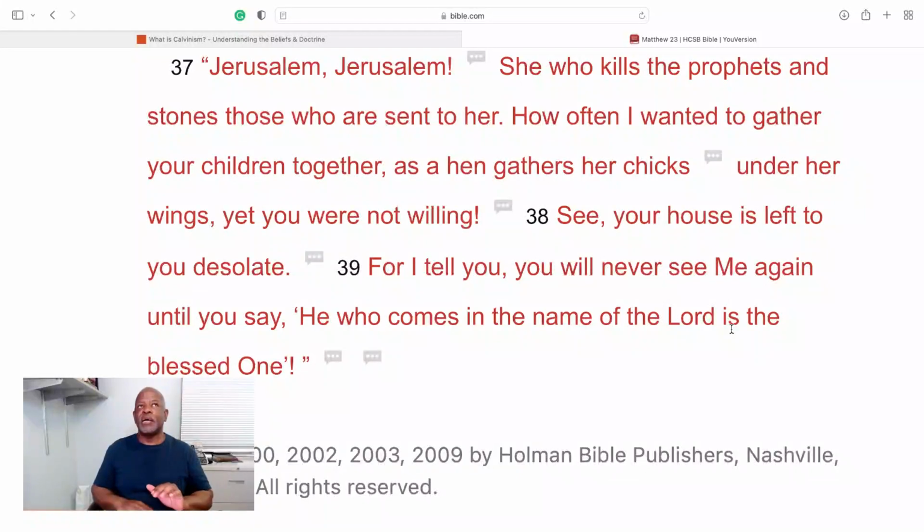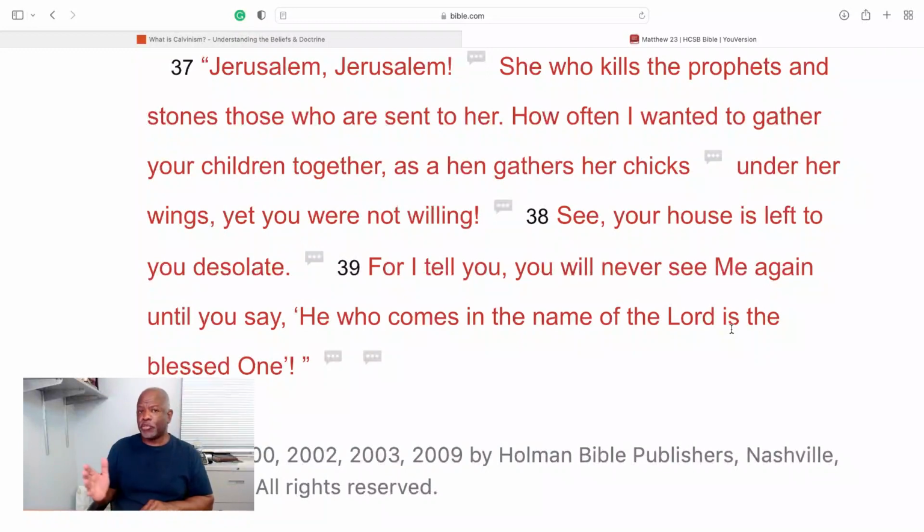Now, this doesn't make sense to me if, according to Calvinism, you can't stop God's will, you can't stop God's sovereignty. And if this verse is then talking only about the leaders, then as he comes to verse 37, "Jerusalem, Jerusalem," he switches, and what he really means is the leaders of Jerusalem. "She who kills the prophets and stones those who were sent to her."